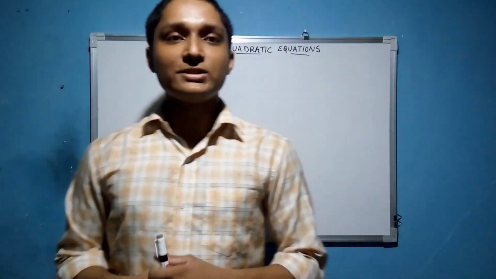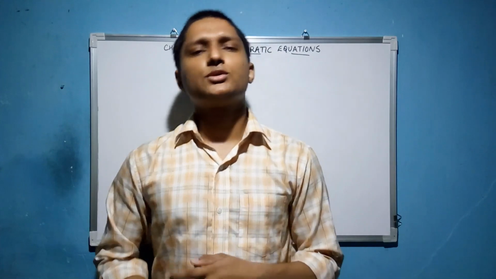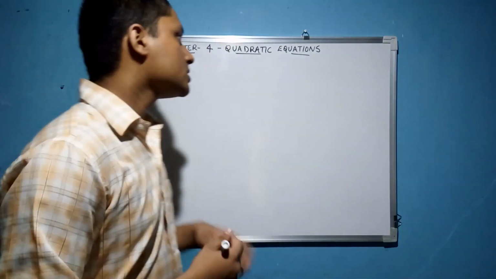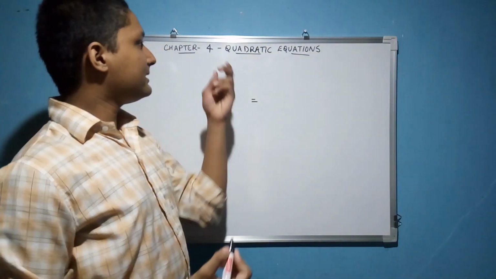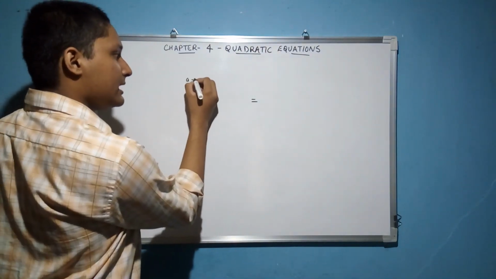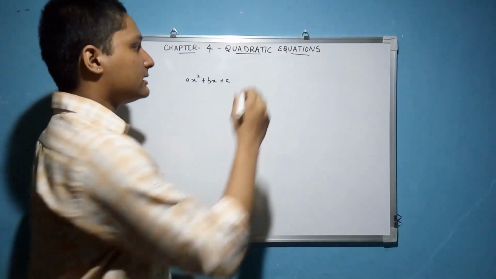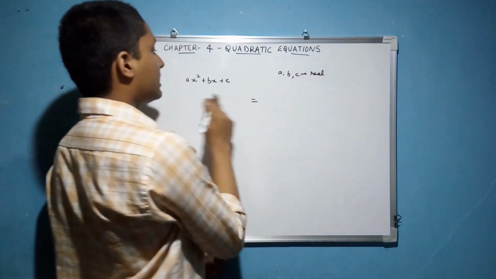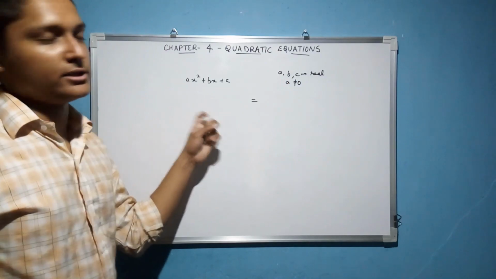Okay, we have our new chapter, that is the fourth chapter, about quadratic equations. So we know what a quadratic polynomial is and we know what an equation is. An equation is something that has an equal to sign. Then what is the general form of a quadratic polynomial? A quadratic polynomial is ax square plus bx plus c, where a, b, c are real numbers and a is not equal to 0. This becomes a quadratic polynomial.